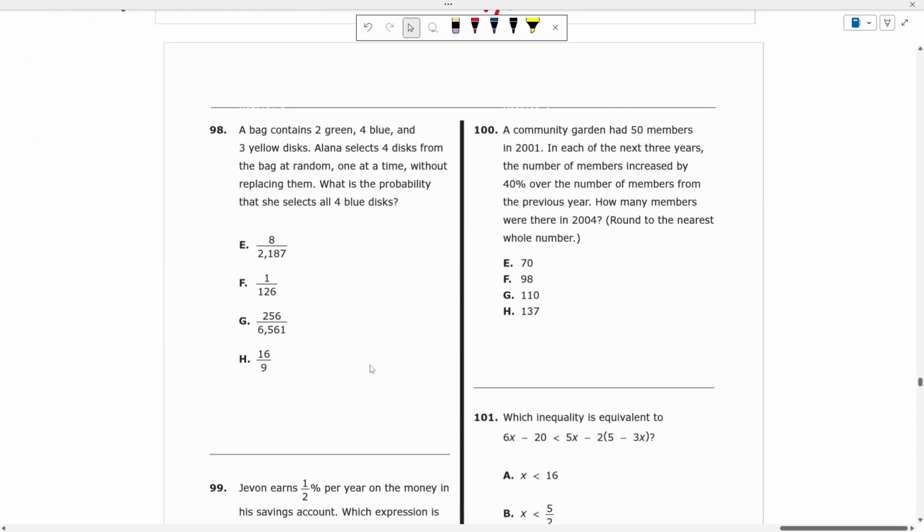Number 98, it said that a bag contains 2 green, 4 blue, and 3 yellow discs. Alana selects 4 discs from the bag at random without replacing them. What is the probability that she selects all 4 blue discs?